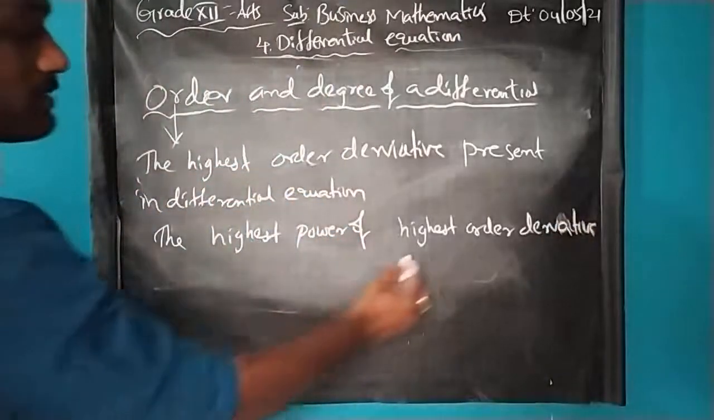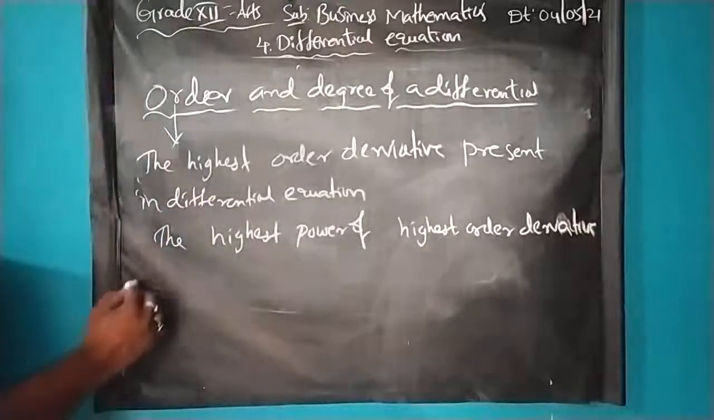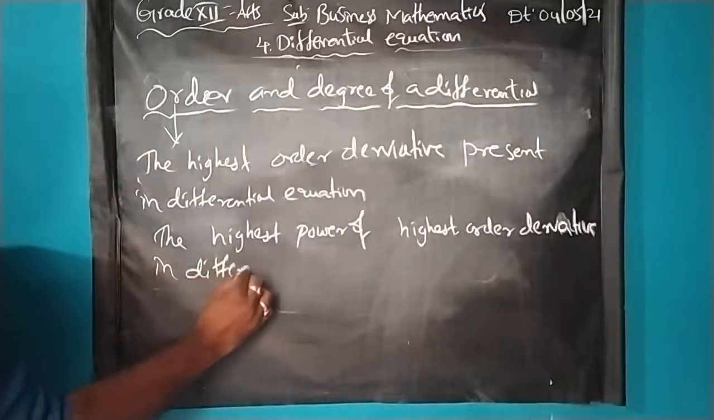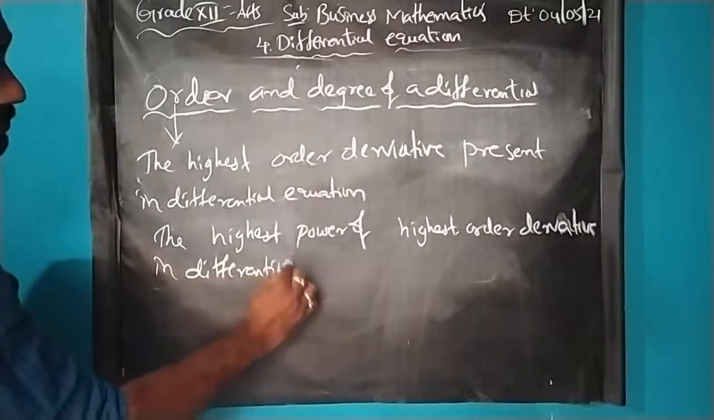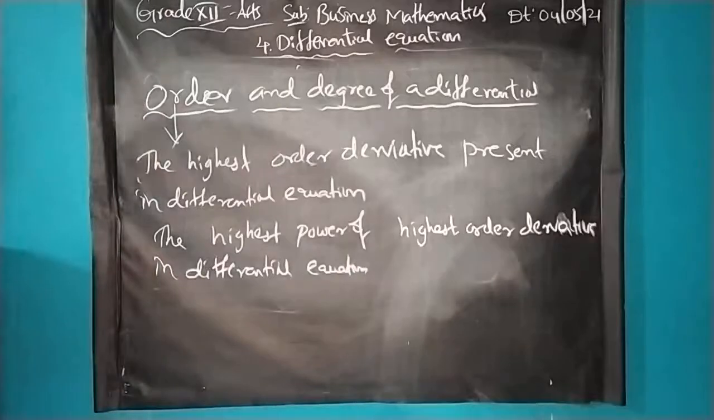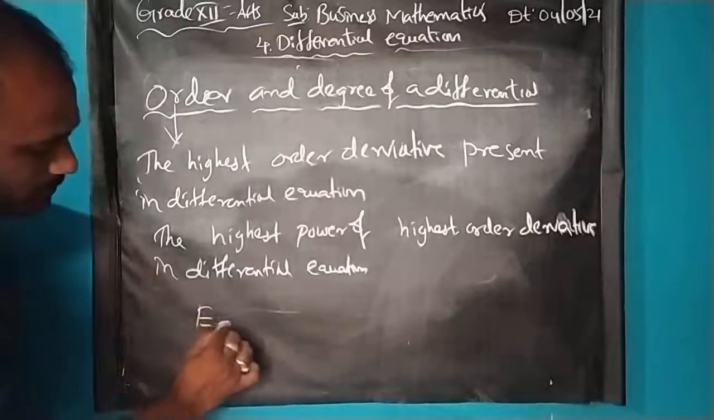Highest power of highest order derivative in a differential equation. So these are the two definitions of order and degree. To understand carefully, let me take an example here.